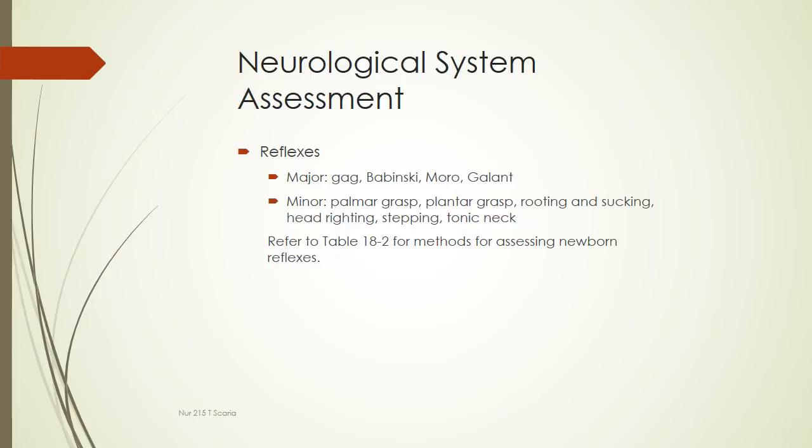The Moro reflex should disappear by 3 to 4 months, and if there is a weak or absent Moro reflex, then you should consider a central nervous system problem or CNS injury. And a prolonged Moro reflex, that is, if it is still present after 4 months, then you suspect cerebral palsy.